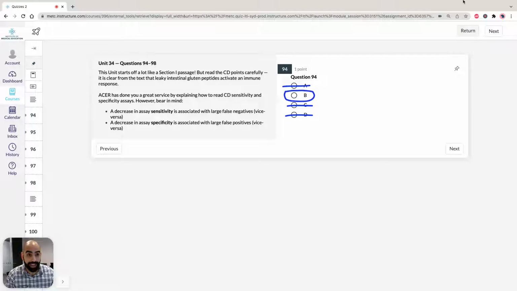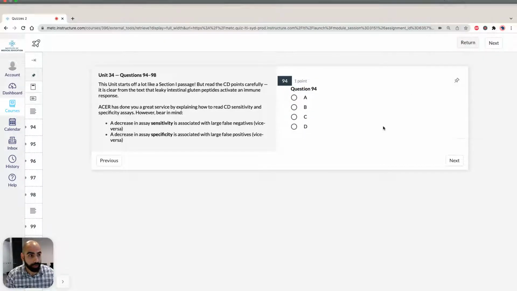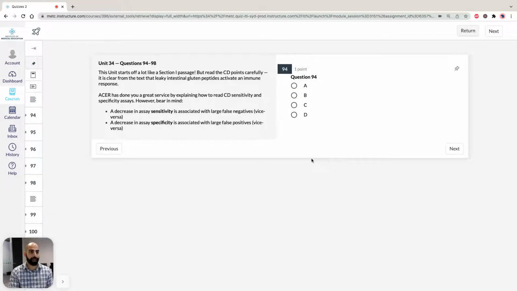So 95 to 98, it tells us here they refer to the additional information about the 4 methods for testing celiac disease. And this is what usually confuses a lot of students. I've taught students in different year groups at university, and sensitivity and specificity is what confuses students. Trying to understand what a true positive, false positive, true negative, false negative is, it kind of throws people off. But let's just take a quick look here.